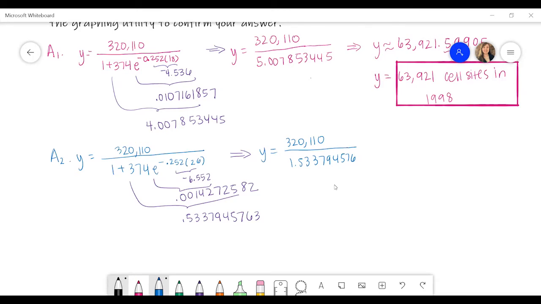And when we divide that, 320,110 divided by that last answer, we end up with Y is approximately 208,704.6108. Again, we're talking cell sites, so I'm going to take the nearest whole. So Y is going to be 208,704 cell sites. Should have spelled that with an S up above. I'll fix that. In 2006.